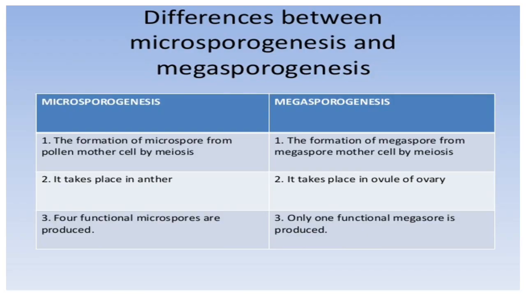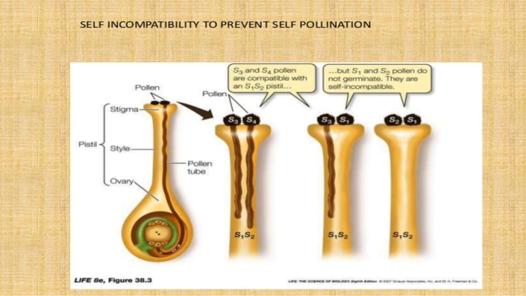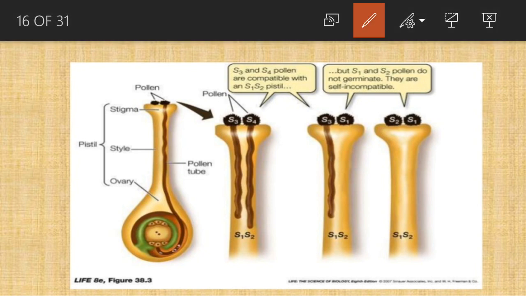Now the next is self incompatibility to prevent self pollination. This is the female pistil, and these are the pollen grains, stigma, style, and ovary, the parts of the pistil. These pollen grains are compatible with this pistil, so they penetrate inside the style. Whereas here this one is incompatible with the style, so it does not germinate in the style.